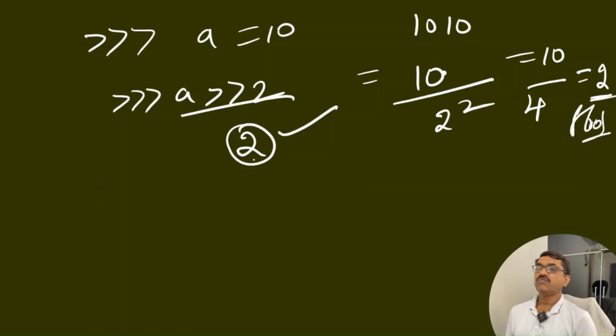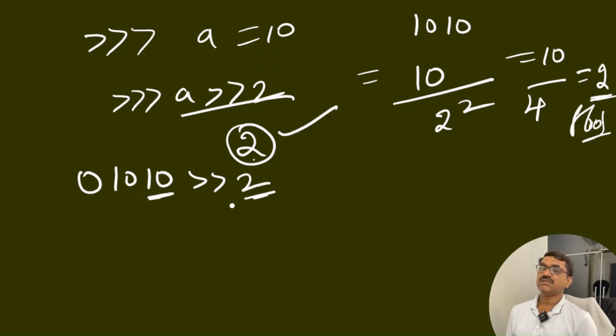So the bits are 1010. You can add an extra bit 0, that's your wish. Now we are shifting this to the right, by 2 bits. There is no space to the right, which means these 2 bits are simply discarded.